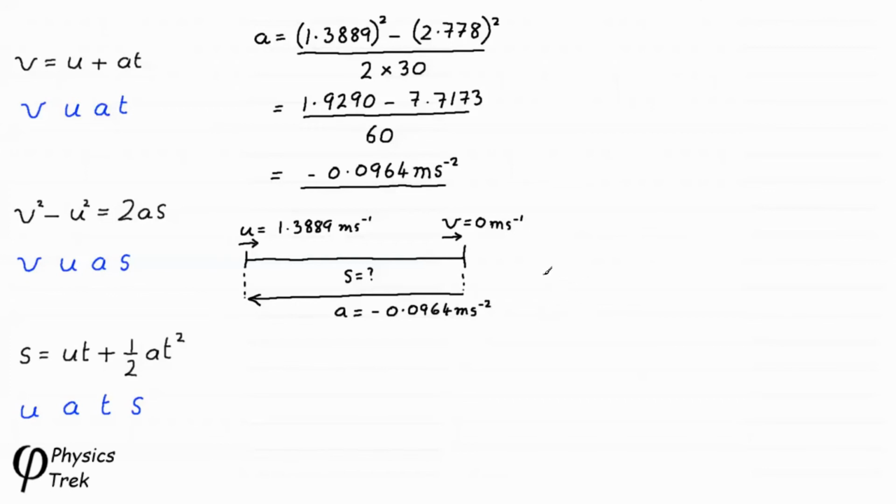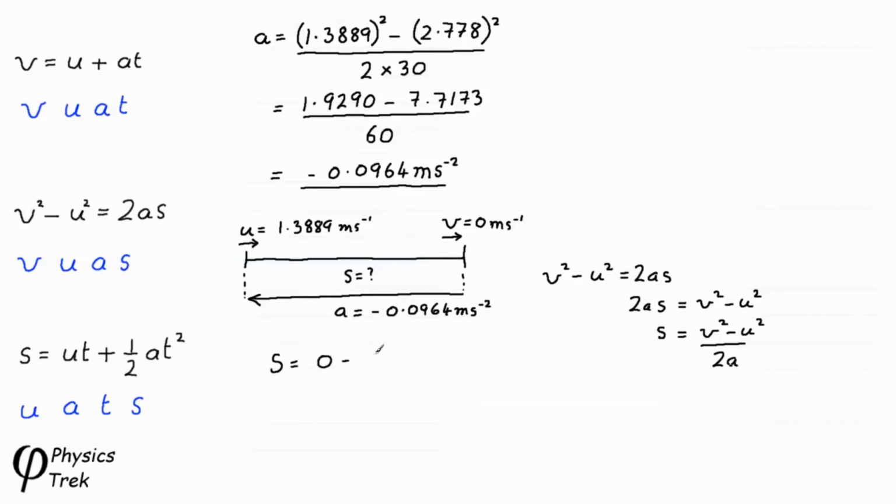So let's find S. Well, the first thing to do is to write down our equation, V squared minus U squared equals 2AS. Turn it around, so 2AS is on the left. 2AS is equal to V squared minus U squared. Divide both sides by 2A, remember we want S. So S is equal to V squared minus U squared divided by 2A. So put the numbers in.